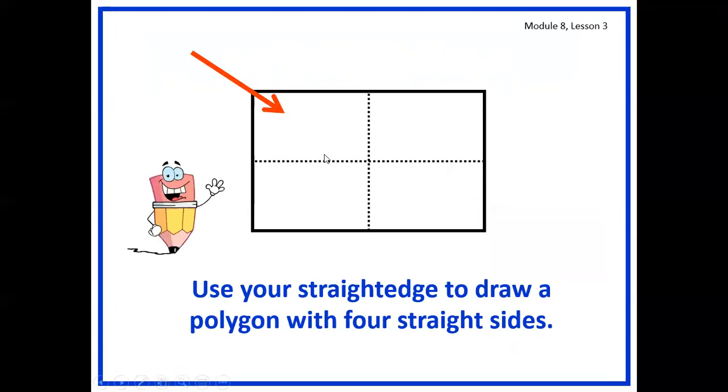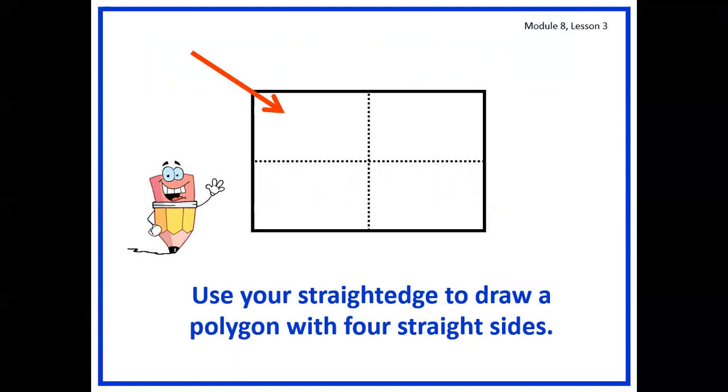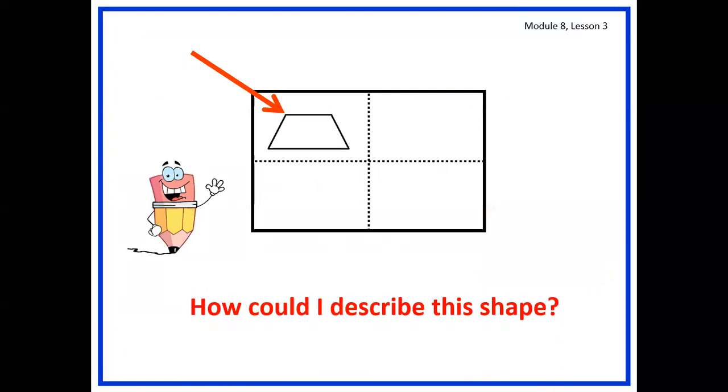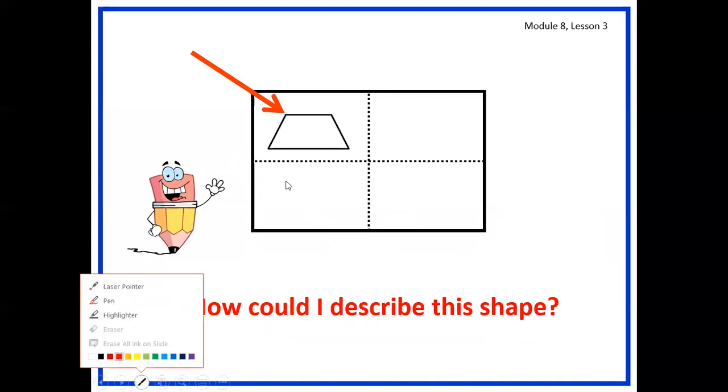All right, so let's go ahead and look at this. You're going to take that piece of paper back out, use the straight edge to draw a polygon with 4 straight sides. Use a ruler, use a book, use anything that has a straight side. You can pause here if you need to create it. This is the polygon that I drew that has 4 straight sides. And how else could I describe this shape? Oh, I could say it has 4 angles or corners.